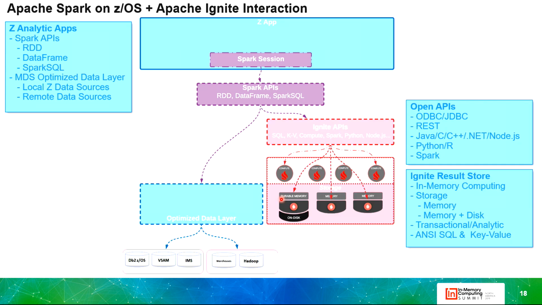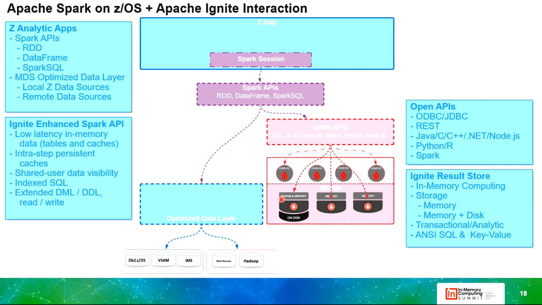Now, when you enhance that with the ability to have low latency Ignite in-memory caches, you add an extra element of advantage. Those Ignite result stores that are cached in memory do so in a way that supports both transactions and analytics. It gives you ANSI SQL support or key-value API access. We can supply that to a set of open APIs: REST-based, JDBC, ODBC, SQL-based, Python, R, Spark, etc.